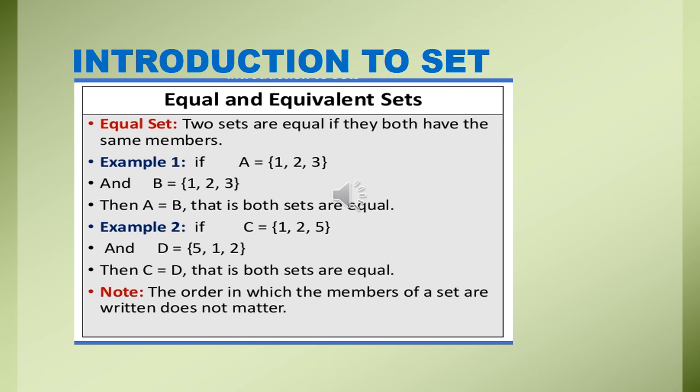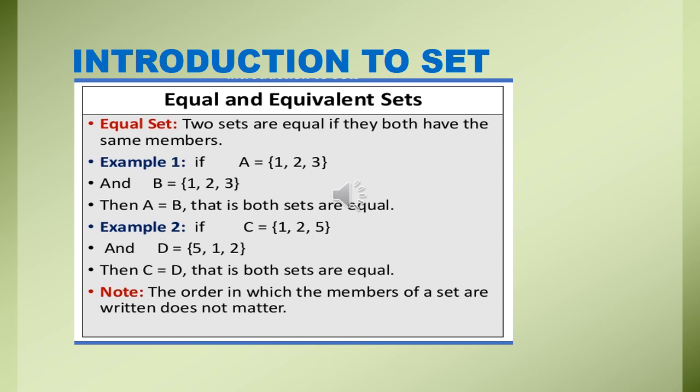As its name shows, equal sets: two sets are equal if they both have the same members. Suppose set A has members 1, 2, 3, and set B also has members 1, 2, 3, we can say A is equal to B. Now let's take another example. Suppose C is equal to {1, 2, 5} and D is equal to {5, 1, 2}, we can say C is equal to D, because in a set order does not matter.